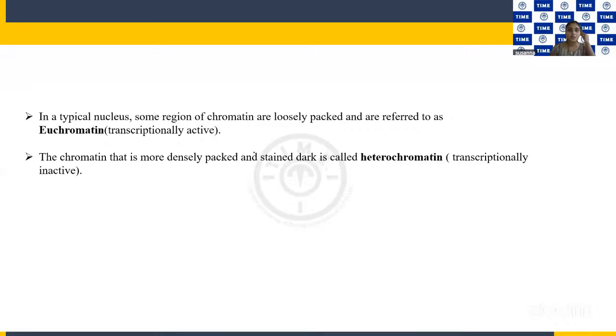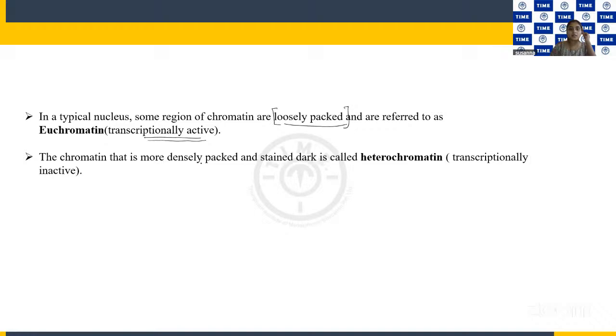Based on this condensation or packaging, we can classify the chromatin as heterochromatin and euchromatin. Euchromatin means the chromatin will be loosely packed. And this euchromatin is transcriptionally active because it is loosely packed, right? It's loosely packed and it will be transcriptionally active.